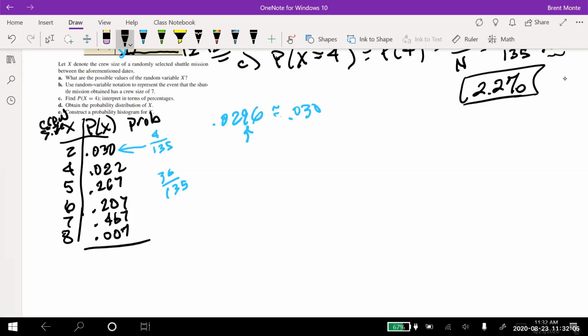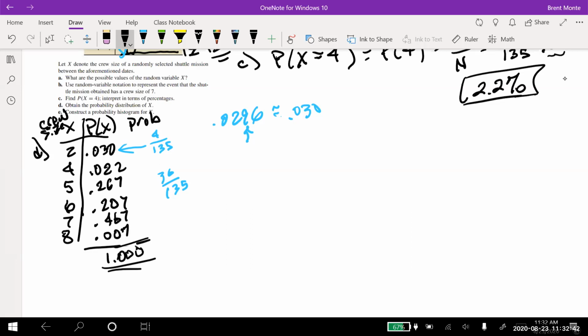So I'm going to do those rounded numbers. So 0.03 plus 0.022 plus 0.267, 0.207 plus 0.467 plus 0.007, and I get exactly 1. It just says 1 on my calculator. We could do the 0, 0, 0 if we wanted to. So we do get 1, which is what we want our probabilities to add up to. So anyway, that was D.